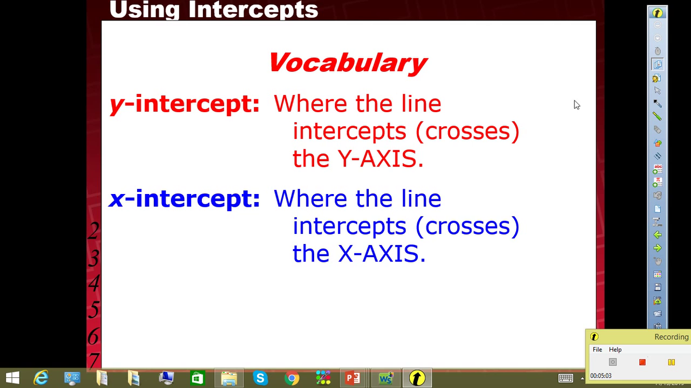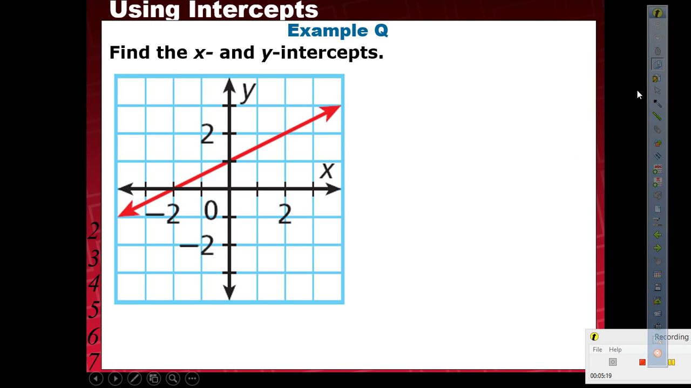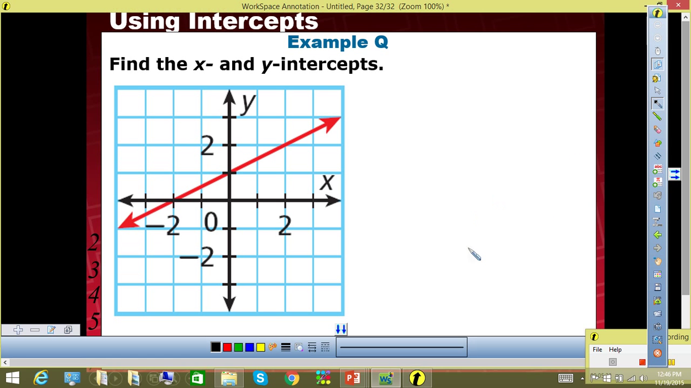Now that we have our definition, let me show you exactly what it looks like using a graph. Pens down, eyes up here. Don't copy this next part. This is just to elaborate on what I just said. Focus, please. Writing utensils down. So the first part of the objective says to identify the x and the y intercepts.